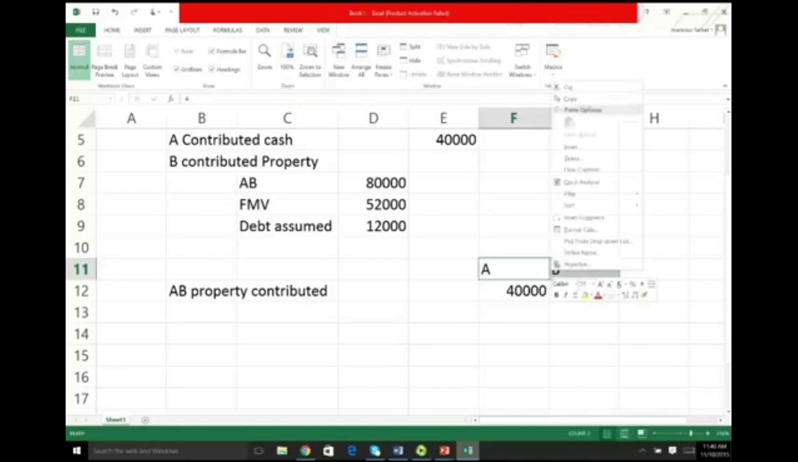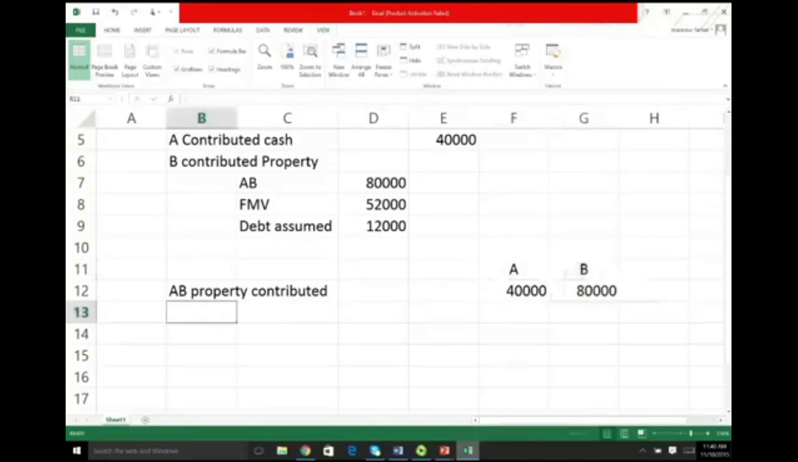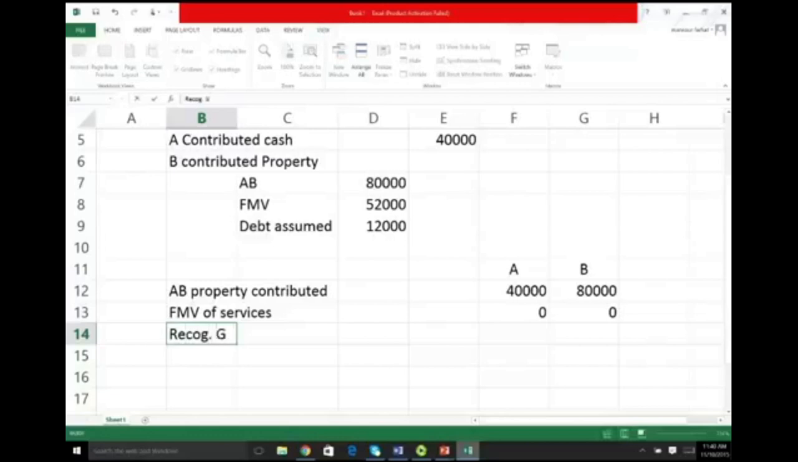The formula says the next thing you need to do is add the fair market value of services performed. What's the fair market value of services performed? 0 and 0. I know there's nothing, but I just wanted to put it down to remind you about the formula. Then recognized gain. How much recognized gain? Nothing, 0 and 0.